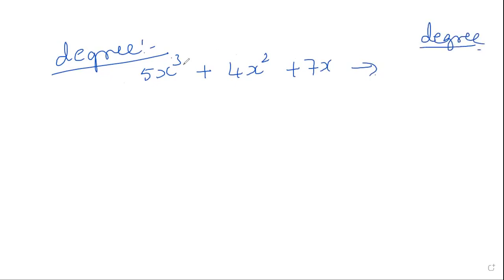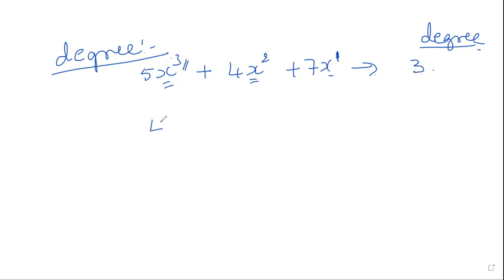So what is highest? In all the terms there is x, right? So just see the power. If there is no power, children, you can write 1. Here it is 1, 2 and 3. Okay, so the degree is 3.